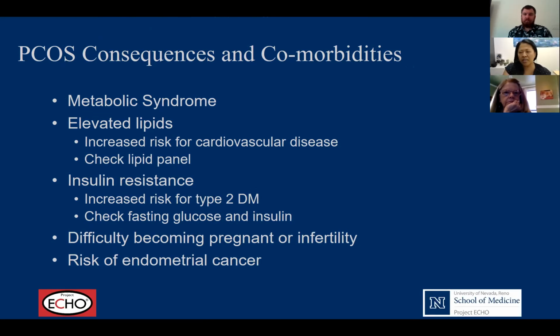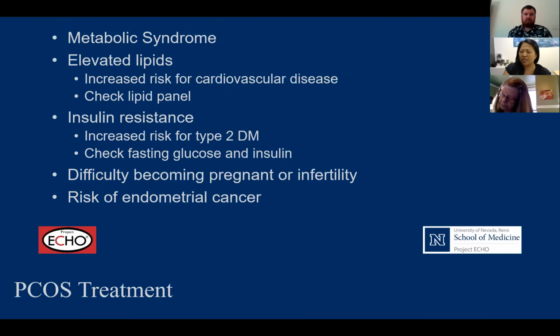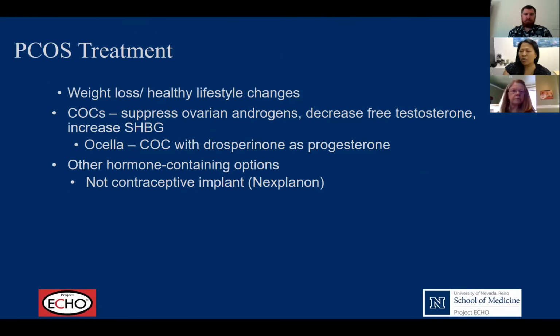And most girls, honestly, that present with this, they want regular periods anyway. So more likely than not, I'm going to start them on hormones. But I will do the hormonal evaluation beforehand so we know what their status is. Treatment is weight loss and healthy lifestyle changes if they are obese. The most common management that I use is OCPs.